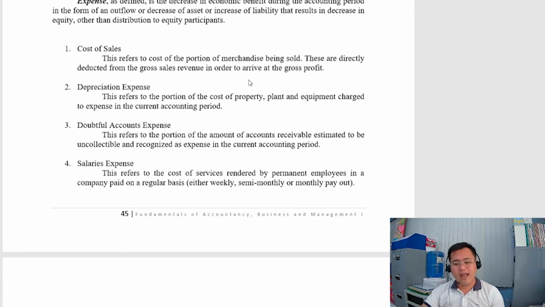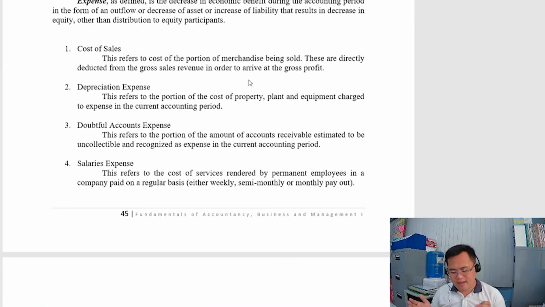Okay? Doubtful account expense. If you could also remember our allowance for doubtful accounts, this refers to the portion of the amount of accounts receivable estimated to be uncollectible and recognized as expense. If you could remember, in our previous example for allowance for doubtful accounts, 100,000 pesos, because of bankruptcy, say for instance, you were able to provide, let's say, 30% of 100,000 that cannot be paid. So that is allowance for doubtful accounts.